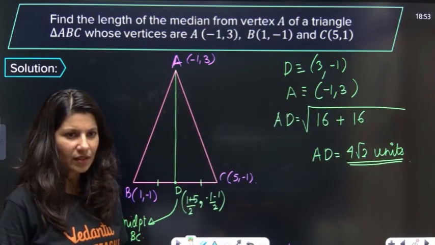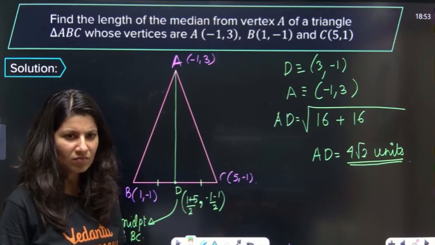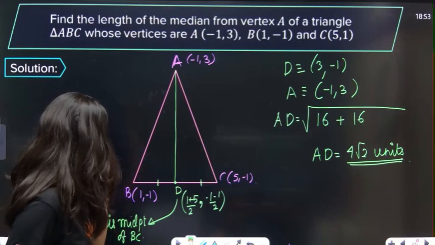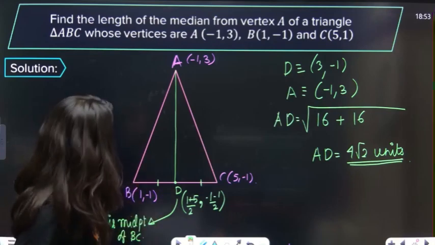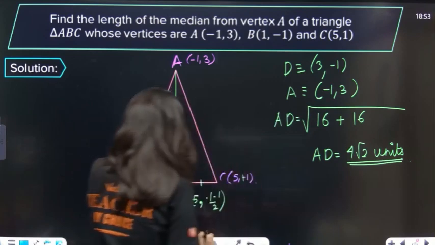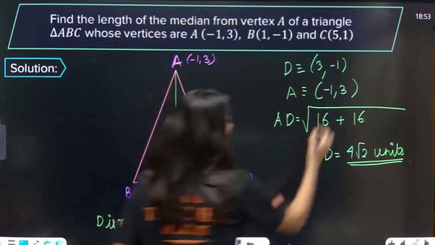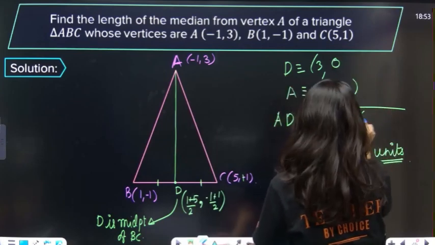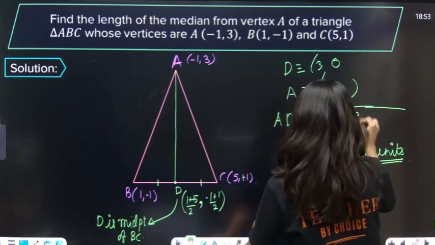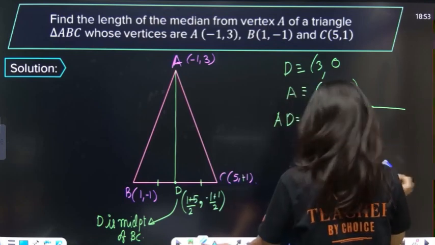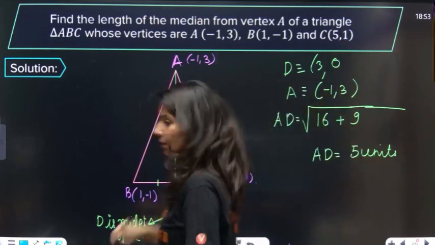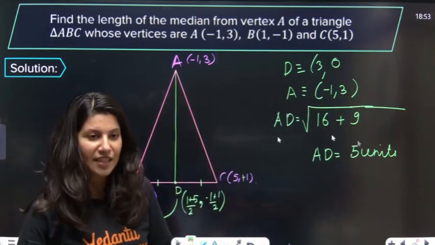Are you saying I have done something wrong again? Sorry, this is plus 1. Oops. If this is plus 1, then D will be (0, minus 1). Then it is going to give you 16 plus 9, and yes, it is going to be 5 units. Sorry, I thought this was plus 1. Copy paste mistake. Sorry.